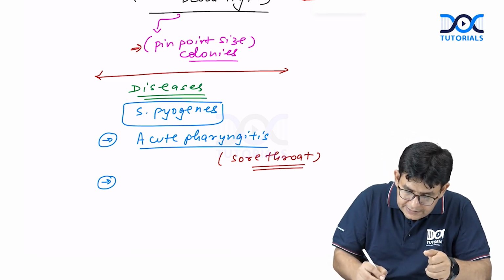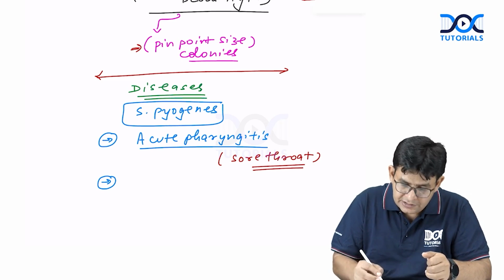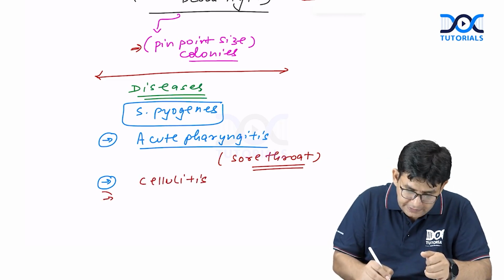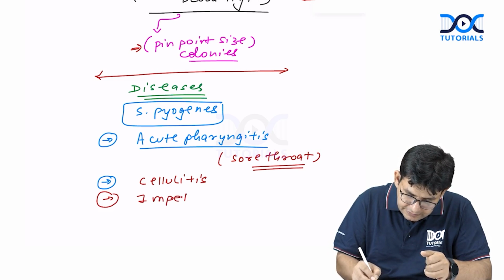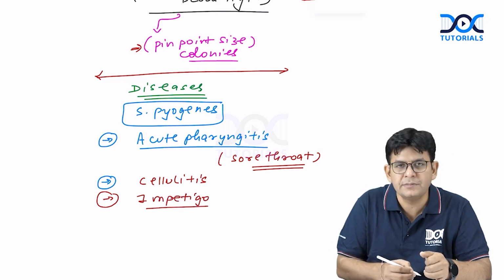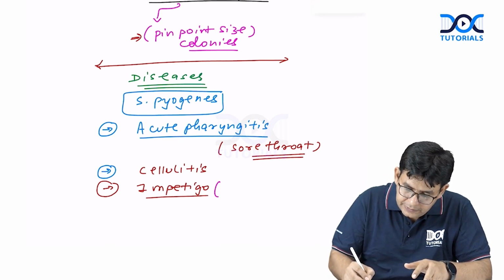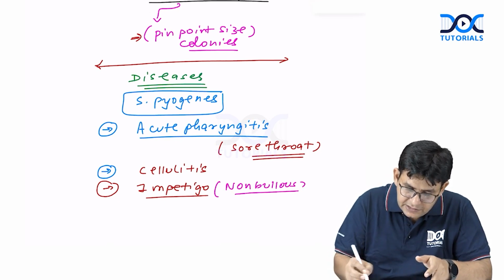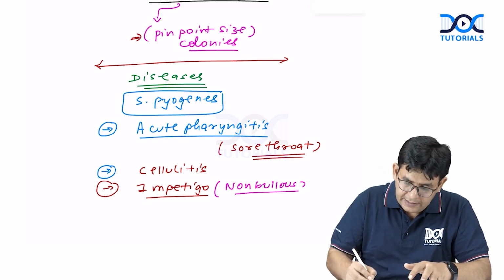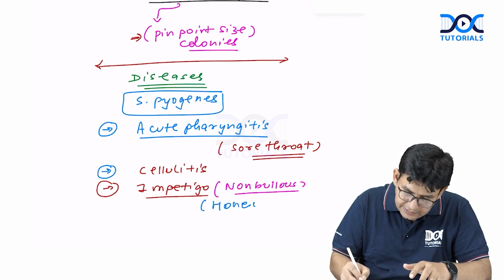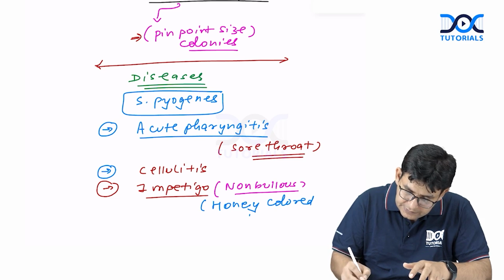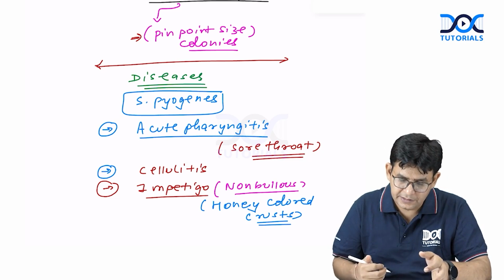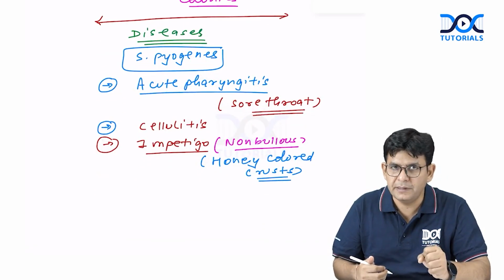Besides that, certain skin conditions like cellulitis can be caused by this. Impetigo. And which sort of impetigo, guys? This question comes, a USMLE favorite. Impetigo that is non-bullous. The bullous impetigo is done by staph, and it is non-bullous impetigo in this, in which we observe honey colored crust around the lips and all. This particular one is termed non-bullous impetigo.